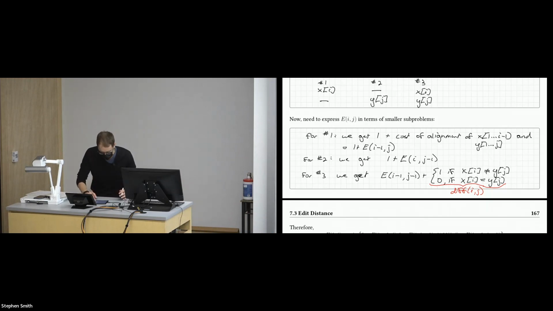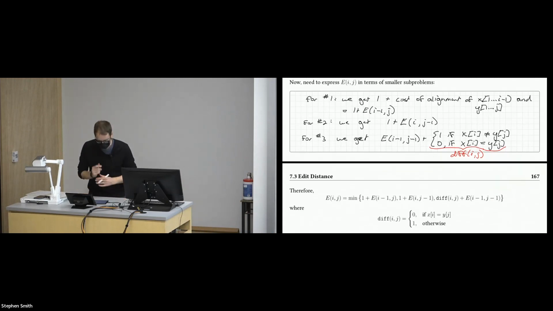But okay, so let me write this. This right here is the recursion I'm talking about. The edit distance for E(i,j) is the min of these three options. The first one being what we called number 1, this one being number 2, and this one here being number 3.